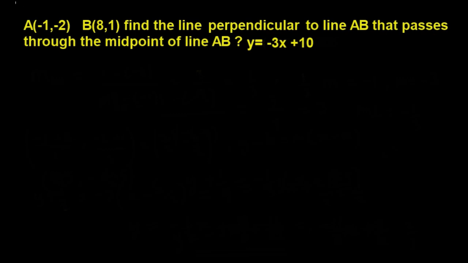So why don't you try this one yourself? We've got a line AB, where point A is (-1, -2) and B is (8, 1). We want you to find the line which is perpendicular to the line AB and passes through the midpoint of the line AB. I worked this out and the answer is going to be y = -3x + 10.